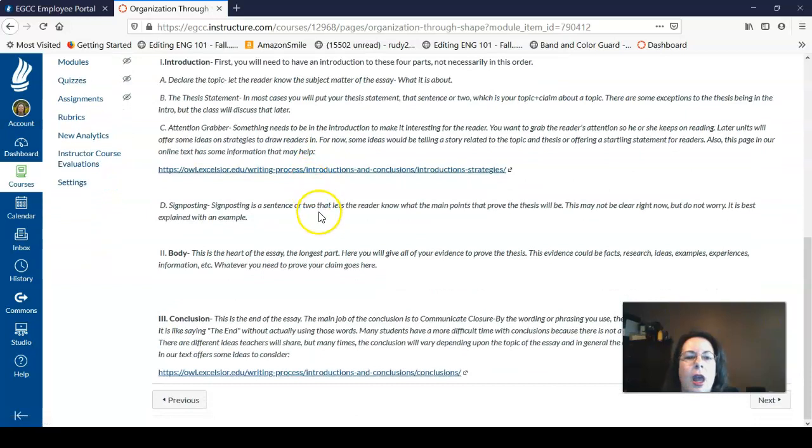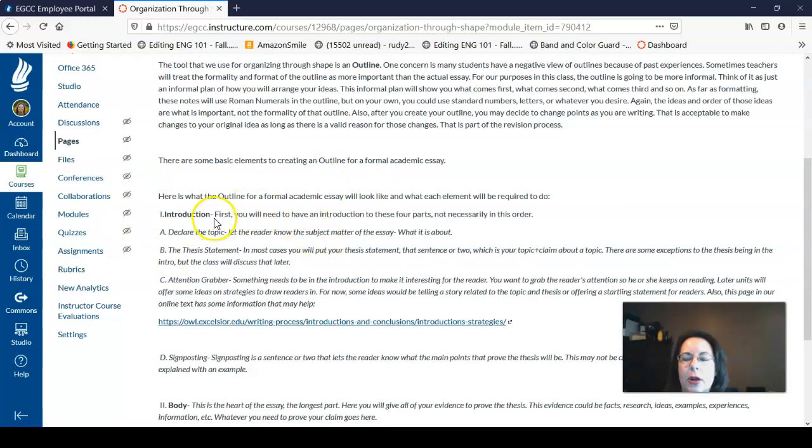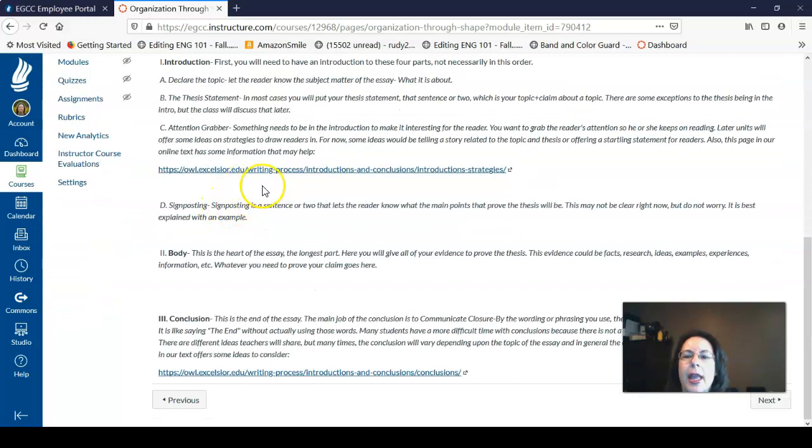Okay. So, and sometimes you need to have this signposting sentence that moves you to the thesis statement. Okay. So all of that's in your introductory paragraph. Okay. Then your thesis, and we're going to talk about that.